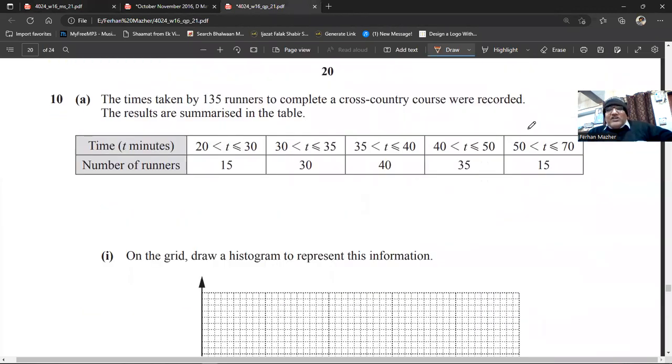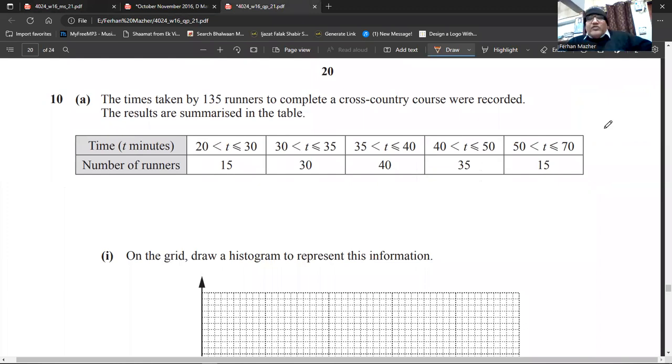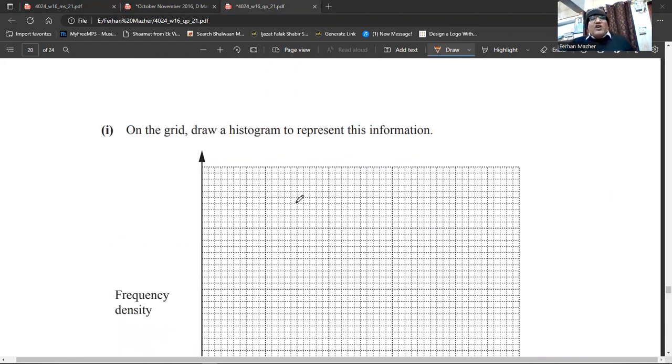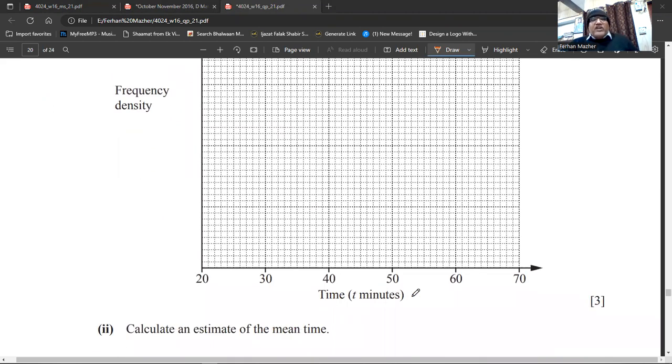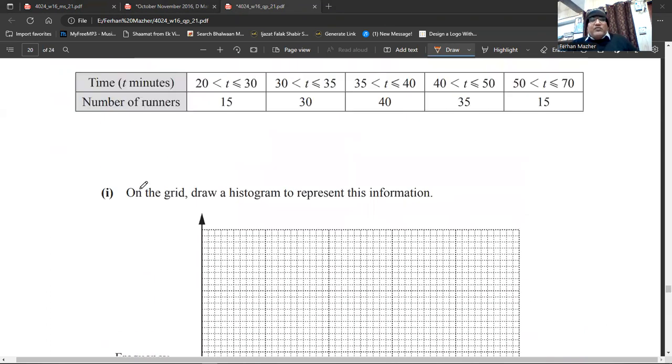So we are on the right track, sir. Okay, so we are going to the next question, and the next question on your screen is question number 10, A part. It says the time taken by 135 runners to complete a cross-country course were recorded. The results are summarized in the table. So the time here is in minutes, and the number of runners is 15, 30, 40, 35, 15, for the classes 20 to 30, 30 to 35, 35 to 40, 40 to 50, 50 to 70 minutes. On the grid, draw a histogram to represent this information. So here you have the time, here the classes will be represented, here the frequency density will be represented.